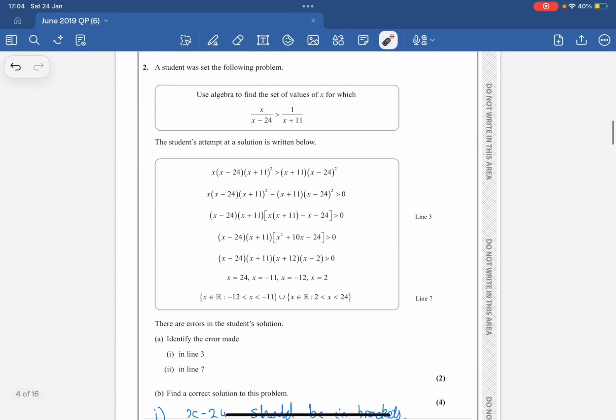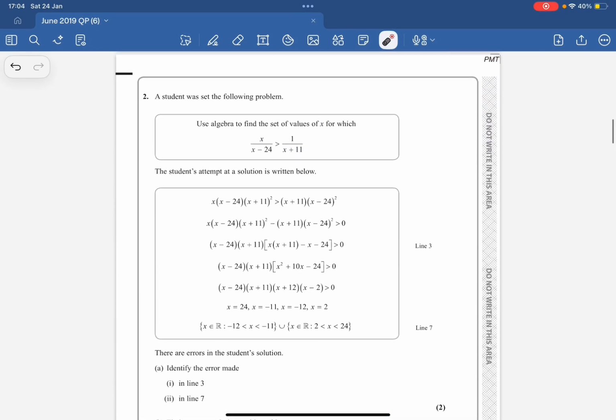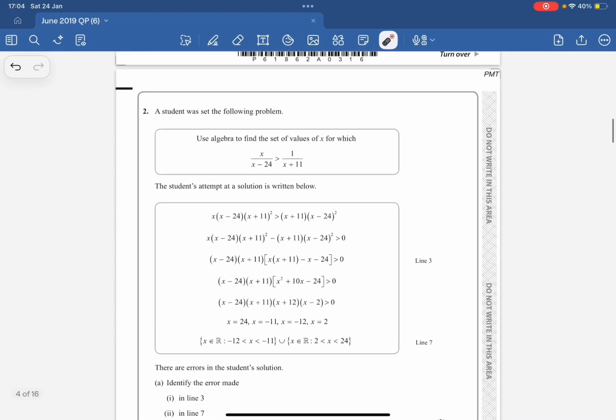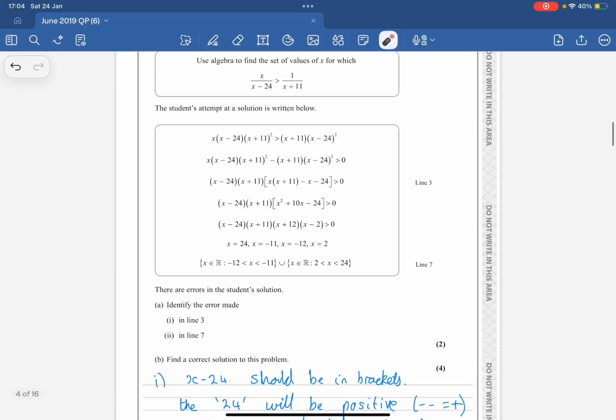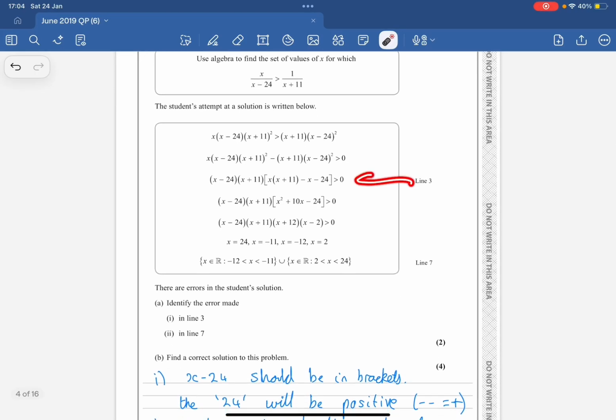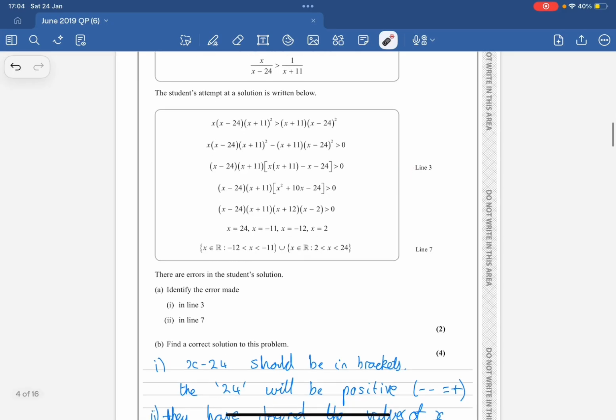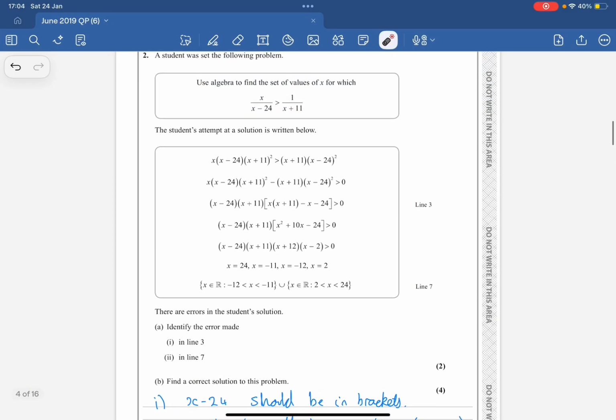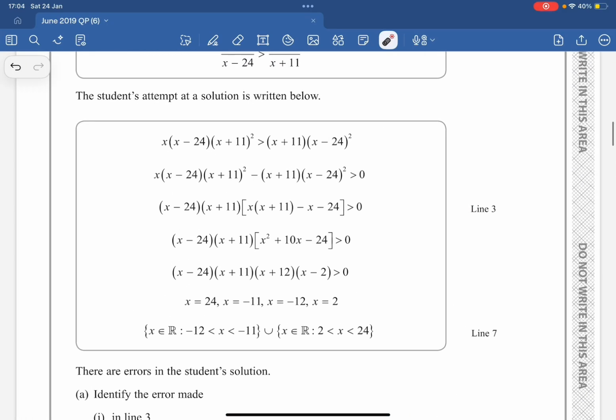Cool. So the next question is a bit simpler, I would say. We're basically just evaluating what this person has done here and looking for the mistakes they've made. First we have to identify the error made in line 3, which they've nicely labeled for us. And it's quite a trivial mistake, really. So they've factorized correctly, pretty much. They've taken out an x minus 24 and x plus 11.